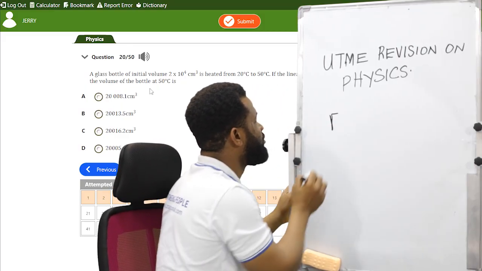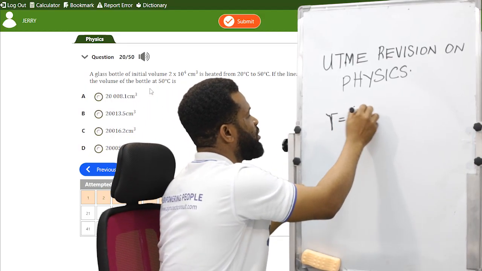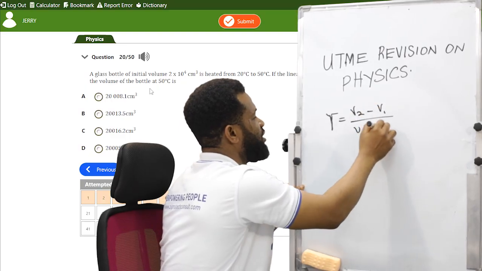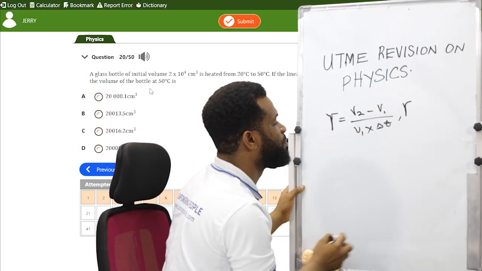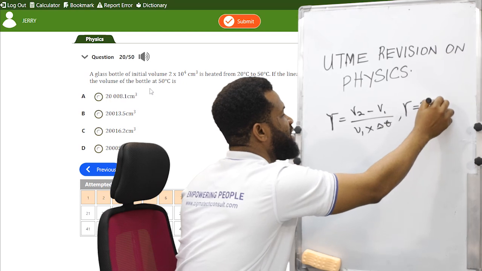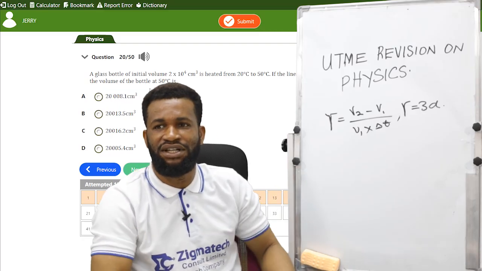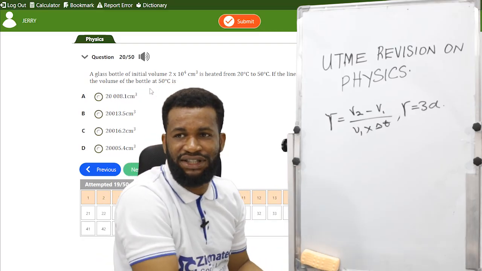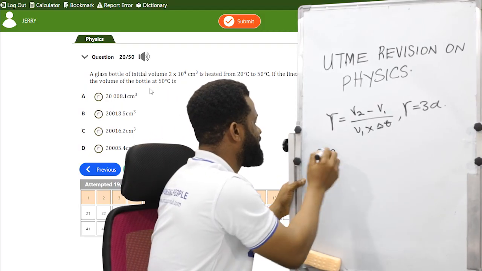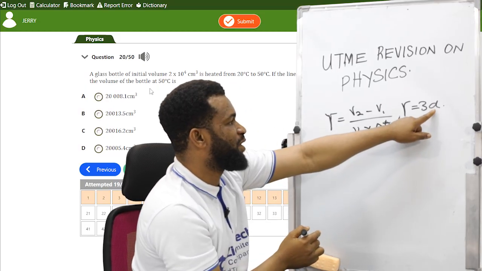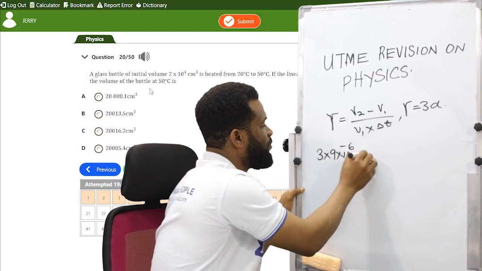That is going to be cubic expansivity, given as V2 minus V1 all over V1 times change in temperature. And it is also noted that cubic expansivity is given as 3 times the linear expansivity. So for us to have a volume expansivity, we have to say 3 times the linear expansivity. And the linear expansivity is 9 times 10 raised to power minus 6 per Kelvin. So I'm going to say 3 times 9 times 10 raised to power minus 6, and which is equal to?